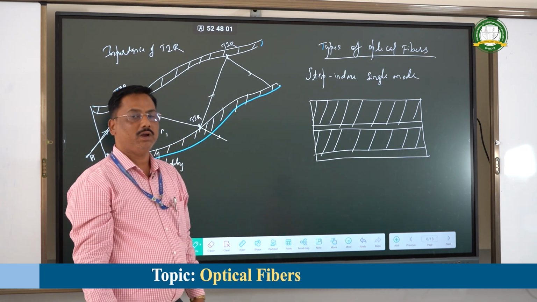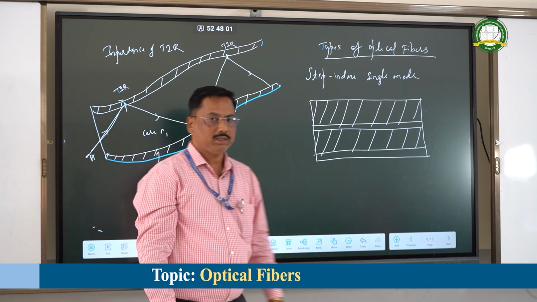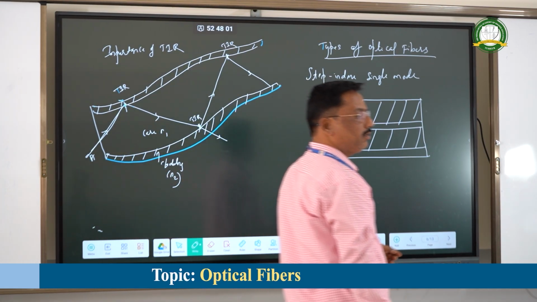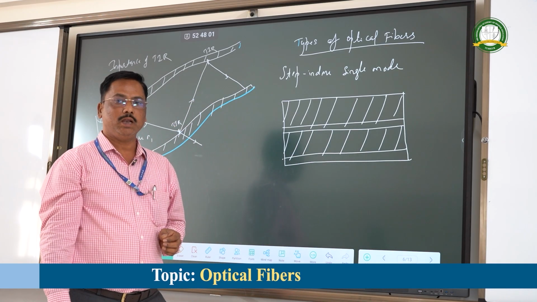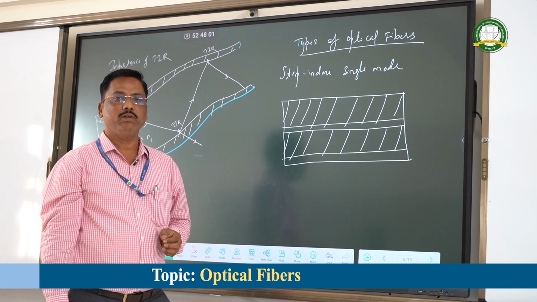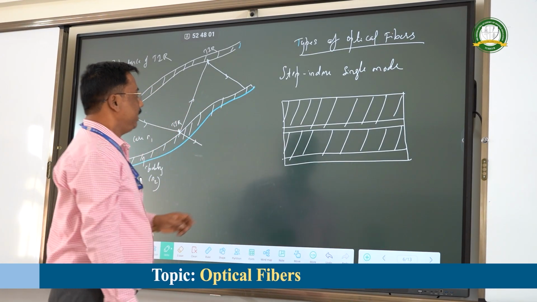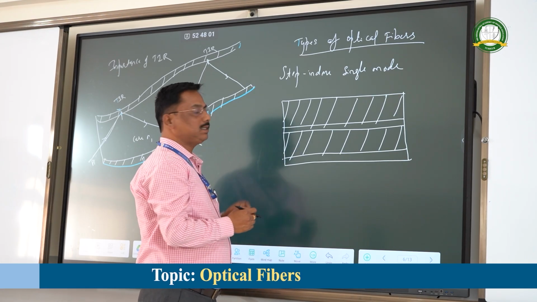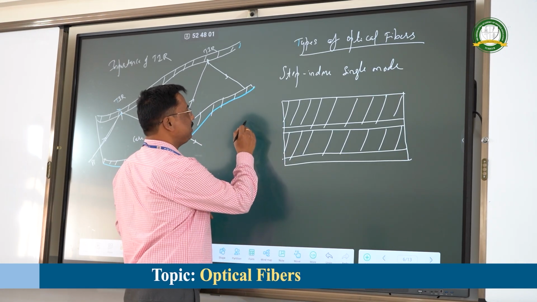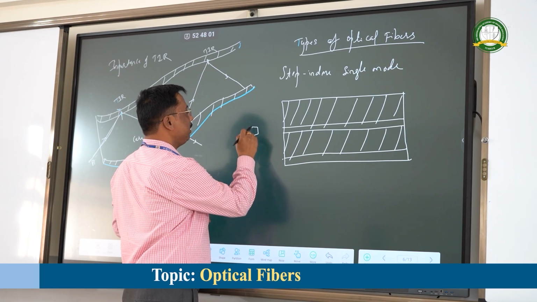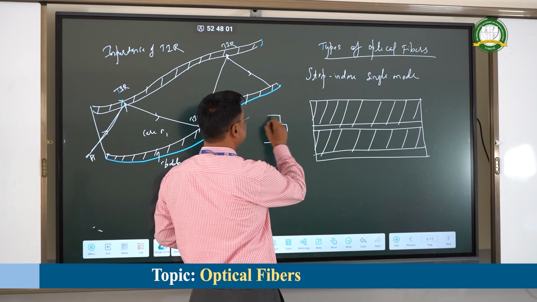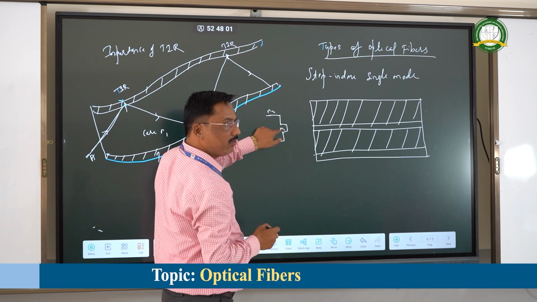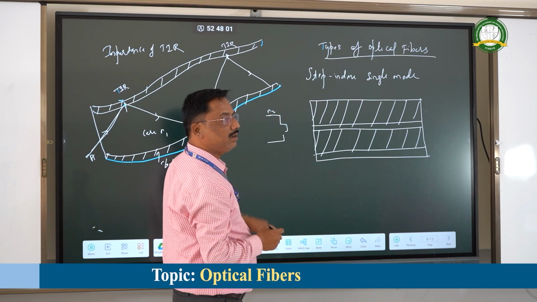And we have different types of optical fibers. Mainly step index fibers, and another one is graded index fibers. In step index fibers, again two types: step index single mode fiber and step index multi-mode fiber. This diagram shows step index single mode fiber. Why is it called step index? Here there is a step difference between the refractive index of the core and cladding. That's why it is called step index.